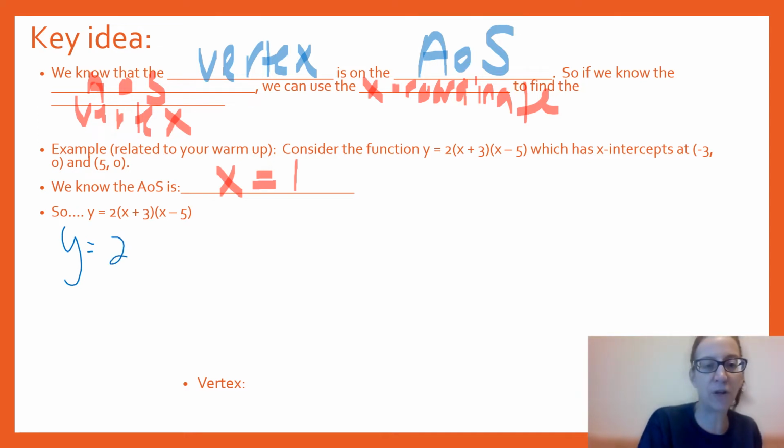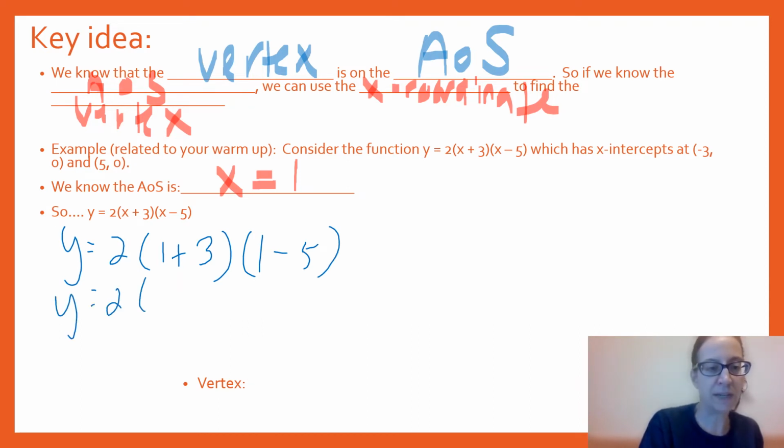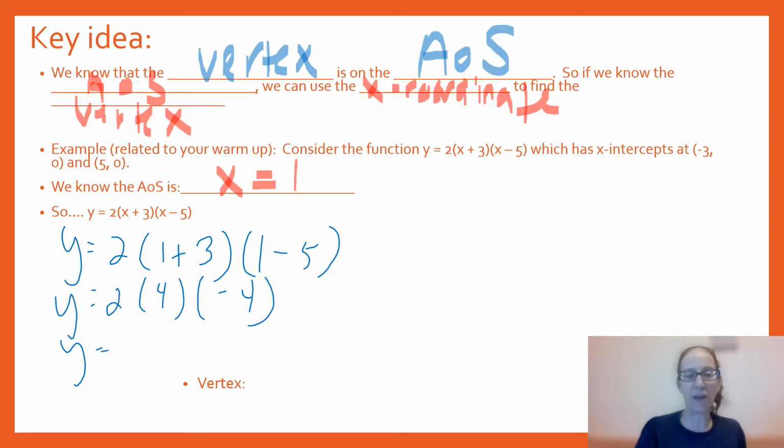so 2, and now we're going to use x is equal to 1. So 1 plus 3. And then we're going to use a 1 again. So 1 minus 5. So 1 plus 3 is 4. 1 minus 5 is negative 4. And then you can multiply that in any order that you want. So you might do 2 times 4 is 8, and then 8 times negative 4 is negative 32. You might be more comfortable doing 4 times negative 4 is negative 16, and negative 16 times 2 is negative 32, okay? However you want to get that.